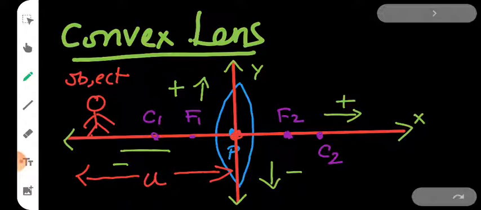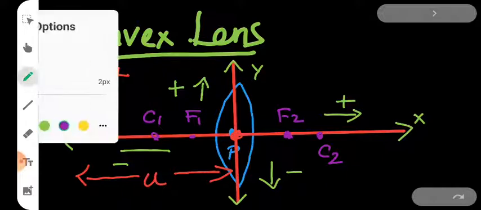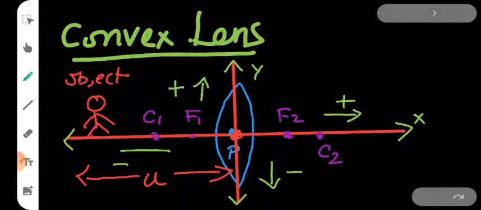There is a predetermined relationship between the distance of the focus from the pole and the distance of the center of curvature from the pole. What was the distance of the focus from the pole called? It was called the focal length. So you have this focal length over here and exactly the same distance to the focus on the other side. What is focal length? Focal length is the distance of the focus from the pole.